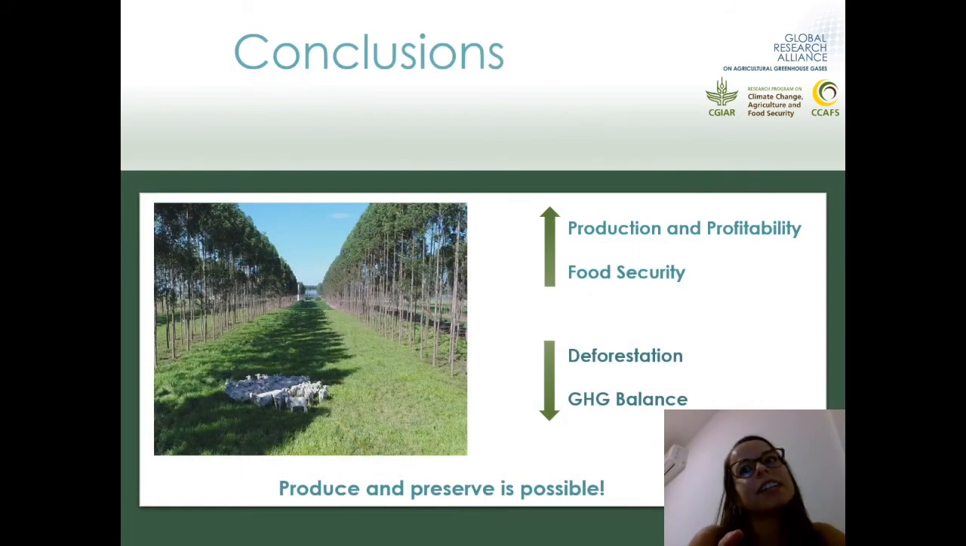To finish, the integrated crop-livestock-forest system is a technology that increases production and profitability compared to a monoculture and ensures food security. It decreases deforestation because you are using areas that are already open. You can recover degraded areas with this technology, so we don't need to open new areas to implement it. And the best one, it decreases the greenhouse gas balance. So with this technology, we see that producing and preserving is possible. And this technology is increasing a lot in Brazil, and that's what I'm going to study.